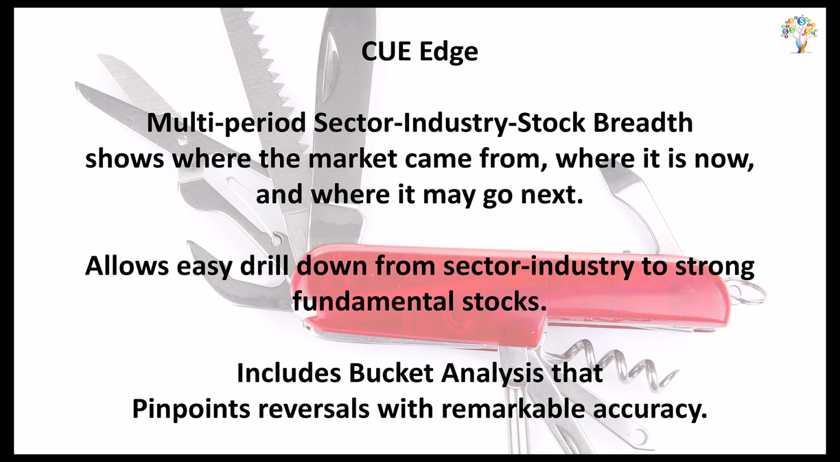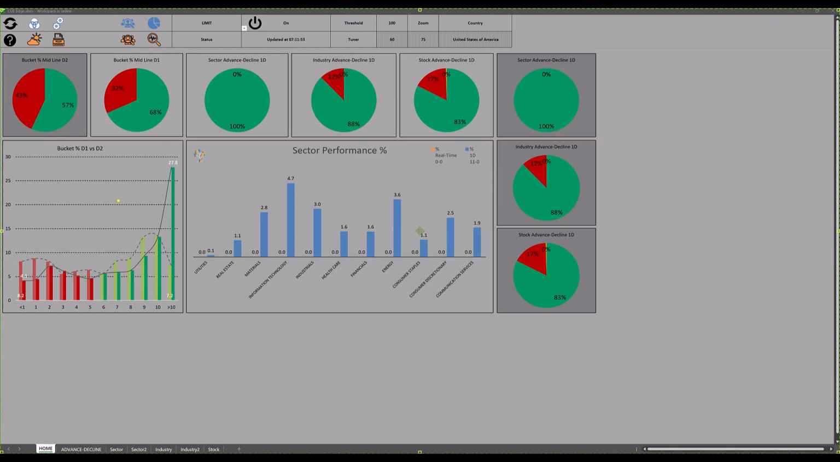Our fourth dimension analysis is about sector industry stock breadth using Q-Edge. It shows the sector industry scorecard in real time and allows easy drill down to strong fundamental stocks. It also has bucket analysis, which pinpoints reversals with remarkable accuracy. Bucket analysis: a huge 27.8% of stocks in Q-Edge, that is S&P 1500 stocks, a nice mix of large cap, mid cap, and small cap stocks, are above the upper Bollinger Band. That is reaching the overbought condition where I would be cautious about buying.